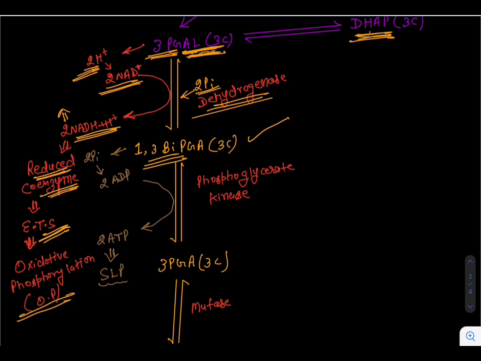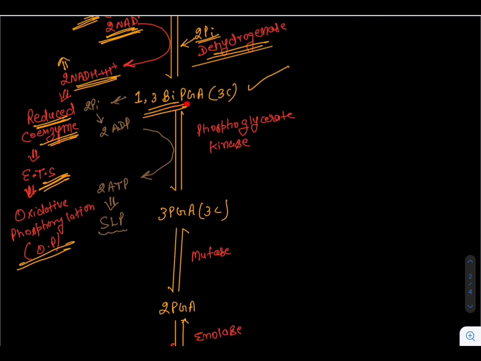So here you understood one thing, that NAD+ is reduced to NADH plus H+. So here reduction happened, but this molecule got oxidized. It means the aldehyde got oxidized and formation of acid took place, right? 1,3-bisphosphoglyceric acid. After that, 1,3-bisphosphoglyceric acid will get converted into 3-phosphoglyceric acid. The enzyme which is working over here is phosphoglycerate kinase. Here the 2 inorganic phosphate molecules will come out.